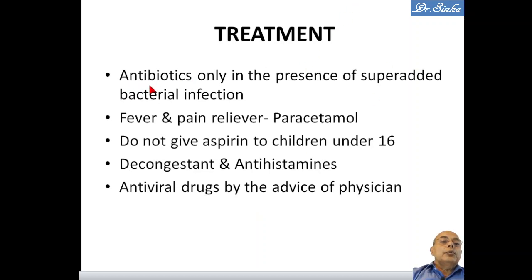Antibiotics have got no role on the viruses. Antibiotics should only be given in presence of superadded bacterial infection. For fever and pain, paracetamol may be given. Do not give aspirin to children under 16 as it may cause Reyes syndrome, which involves brain and liver. Decongestant and antihistaminics may be given. Antiviral drugs only by the advice of physician.